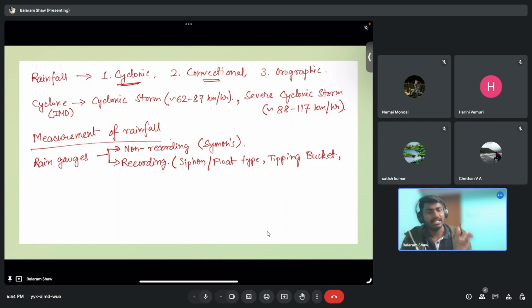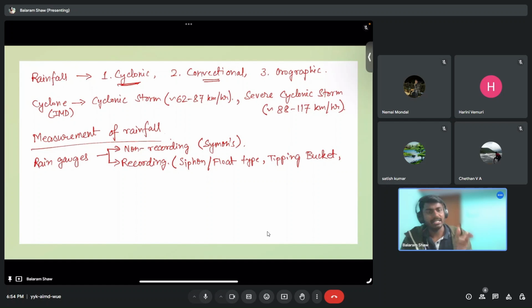Okay. So for that we also need to know how many rain gauges are optimum for a given area. To estimate the optimum number of rain gauges in a network, we use this formula: N equals (CV by epsilon) whole square. Where N is the number of optimum rain gauges that should be present in the area.